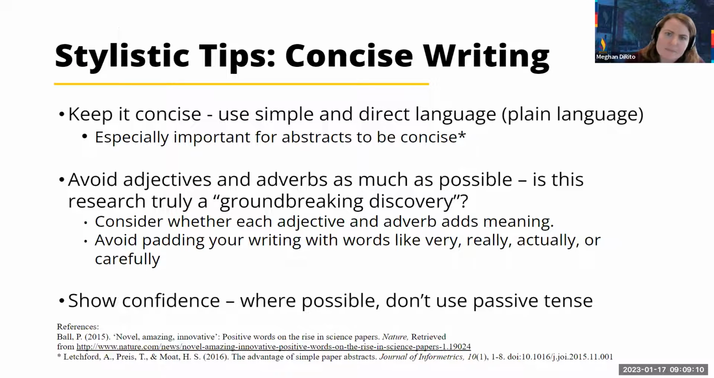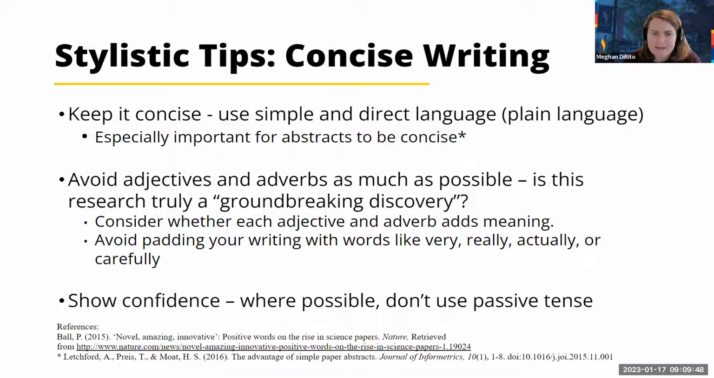Here are some stylistic tips on concise writing. In order to keep it concise, the best way is to use simple and direct language, sometimes referred to as plain language. It is especially important for abstracts to be concise, and I did put in the reference for that fact right there. One way of keeping it concise is to avoid adjectives and adverbs as much as possible. Is your research truly groundbreaking discoveries? Consider whether each adjective and adverb adds actual meaning.